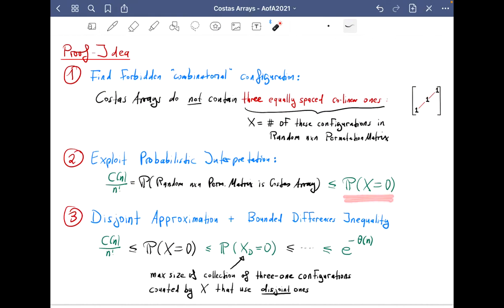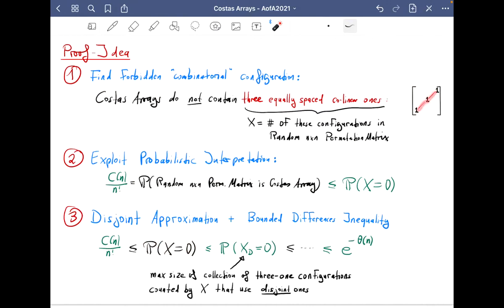So to get around this, we are going to apply a trick, a disjoint approximation trick, which can be traced back to this paper by Bollobás. What we say is that we're interested in the probability that there are no such configurations at all, these three collinear ones. So if there are no configurations at all, there are also no configurations of a special type. And what is the special type that we want to focus on? We want to focus on these configurations which are disjoint.